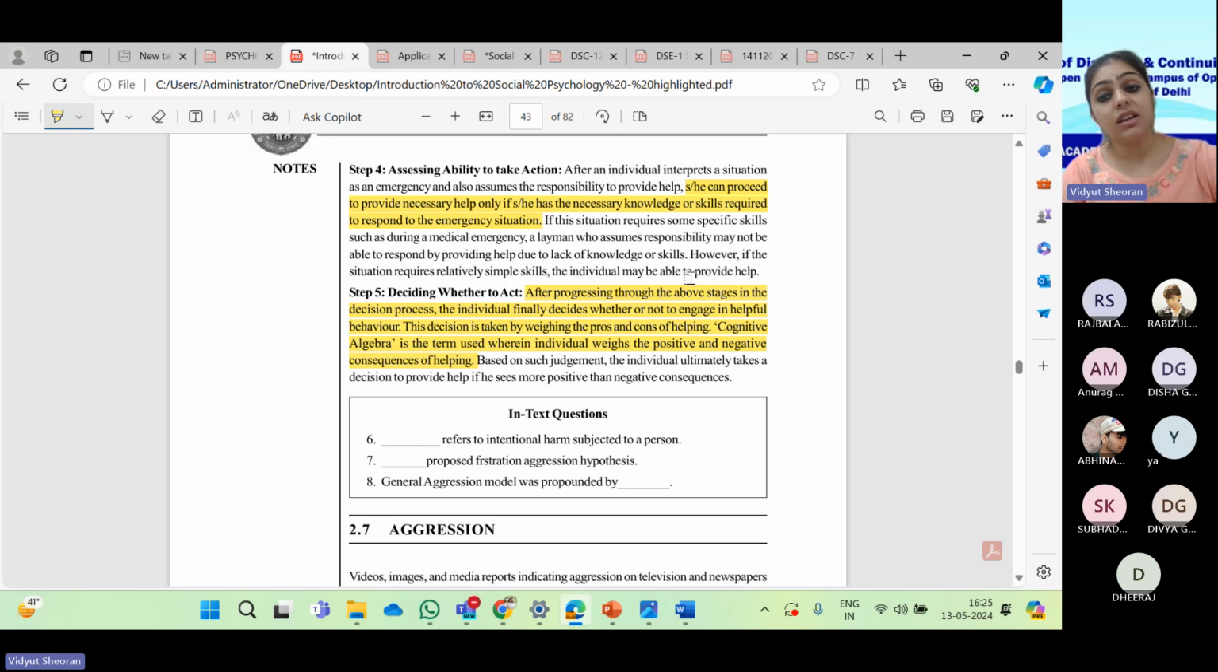ऐसा ना हो आप किसी की मदद करें और आपके साथ और नुकसान हो जाए. The blame comes on you, the risk comes on you. So you have to calculate all this and then only proceed to help. So this decision taken by weighing the pros and cons of helping, cognitive algebra is the term used wherein individual weighs the positive and the negative consequences of helping.